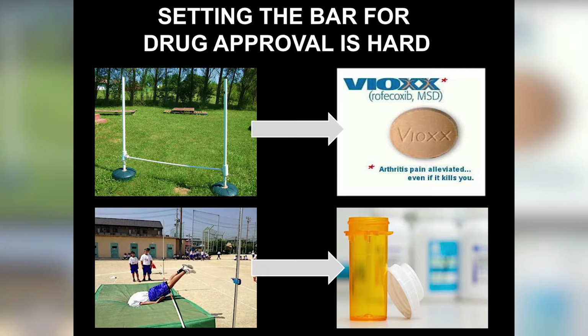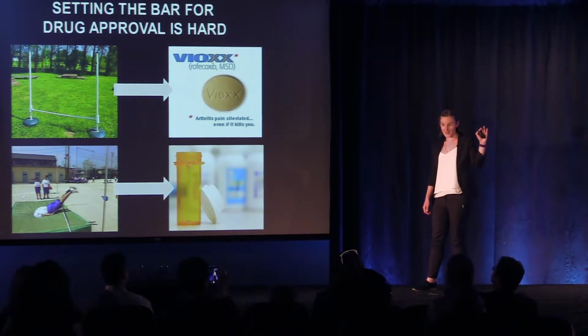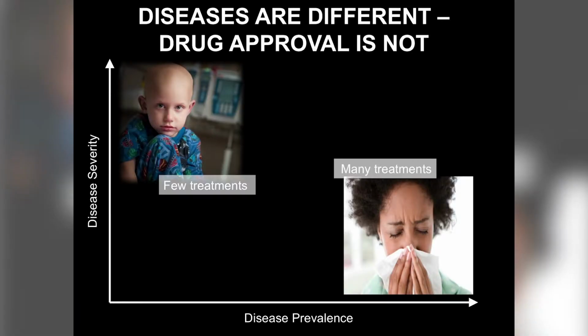If they set the bar too low and don't require enough evidence, they risk approving unsafe products that do more harm than good. On the other hand, if they set the bar too high and require too much evidence, then patients with deadly illnesses may suffer from a lack of treatment options. Currently, the FDA requires the same amount of evidence for all diseases, meaning that it is just as difficult to approve drugs for cancer as it is for the common cold. This one-size-fits-all policy ignores important differences in diseases, such as their severity and prevalence, as well as the number of treatment options. So, how do we help the FDA set the bar?